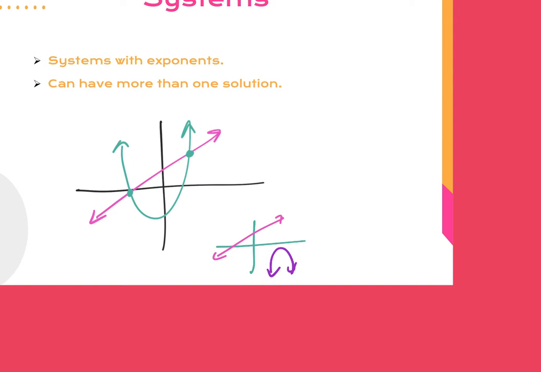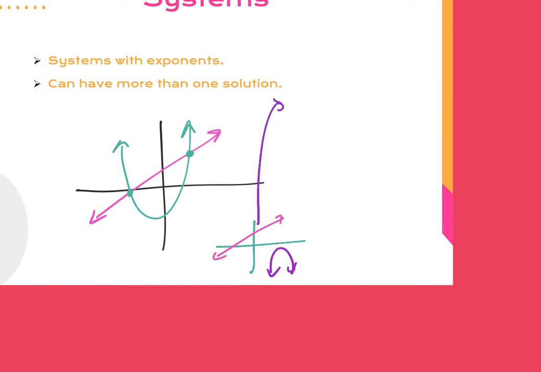If it was a cubic function, it could pass through 3 times. It could have 3 solutions. There's no rule on how many solutions it can have. And if you are solving these, obviously if it's 2 solutions, you're going to get 2 x's or 2 y's, and then you'll plug back in 2 x's or 2 y's.